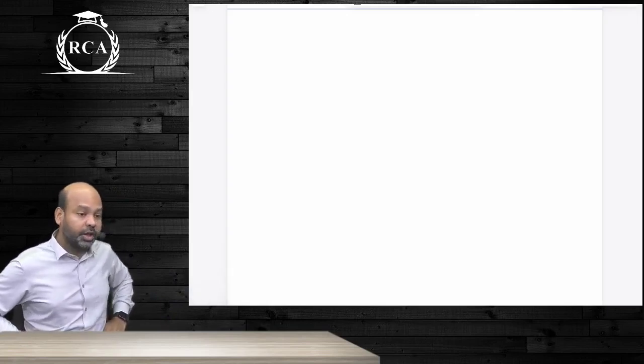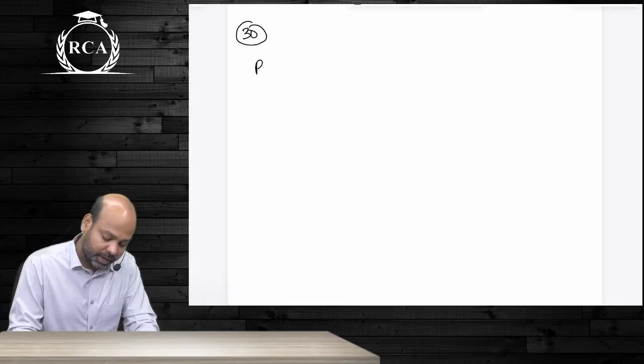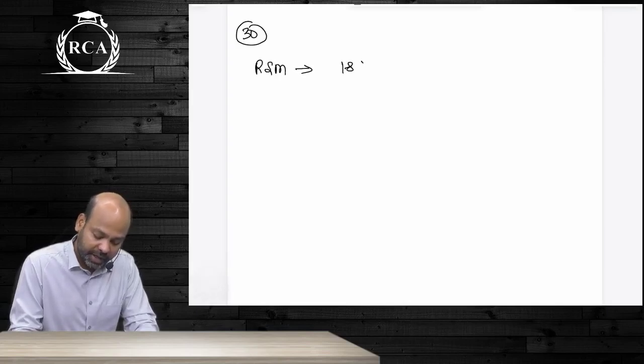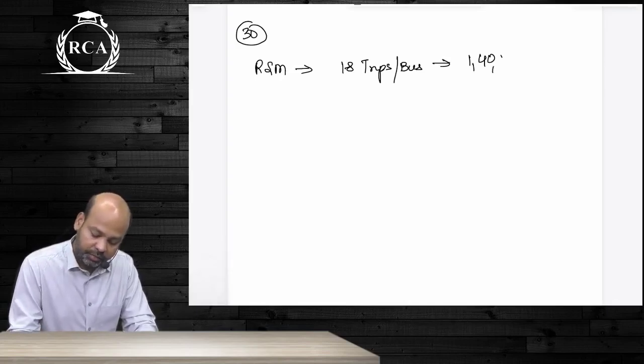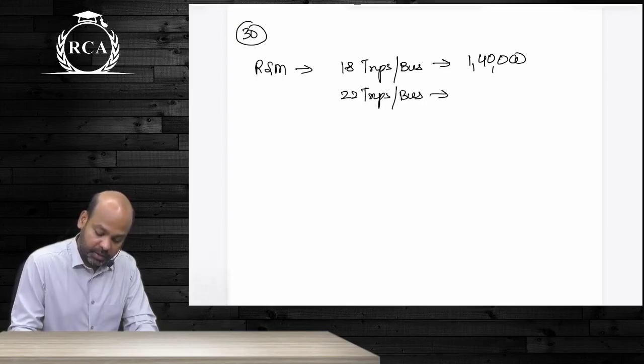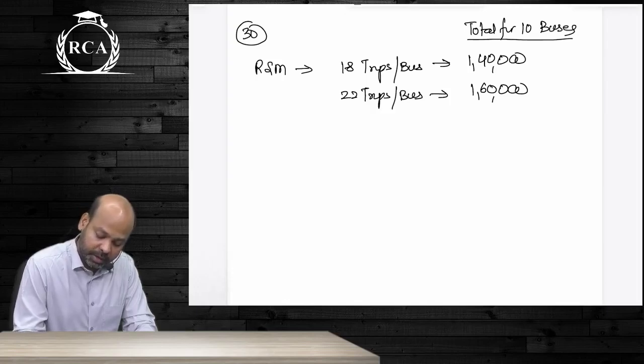Variable cost, anyways I can directly do on a per kilometer basis only. And wages also you already know. The only thing that you'll have to add separately is repairs and maintenance. Can we segregate repairs and maintenance first? Question number 30, let us all segregate repairs and maintenance. If it is 18 trips per bus, it is 1,40,000. If it is 22 trips per bus, it is 1,60,000. Do not forget, this is still total for how many buses? The cost is still for 10 buses.